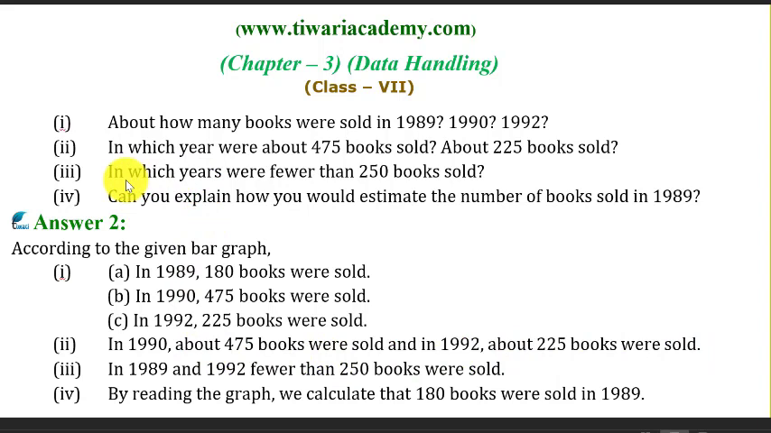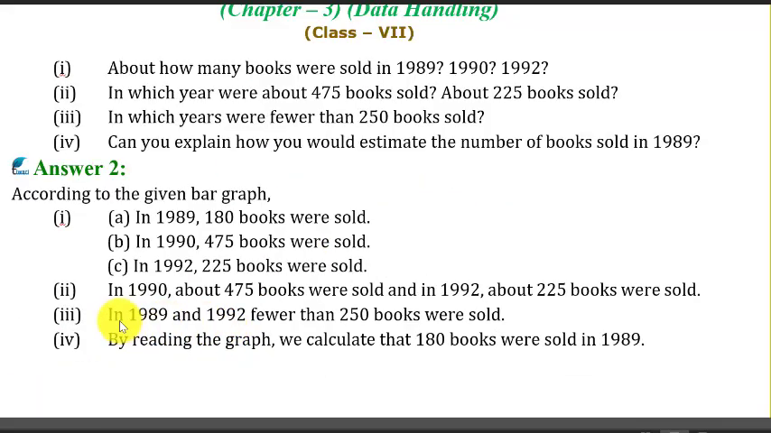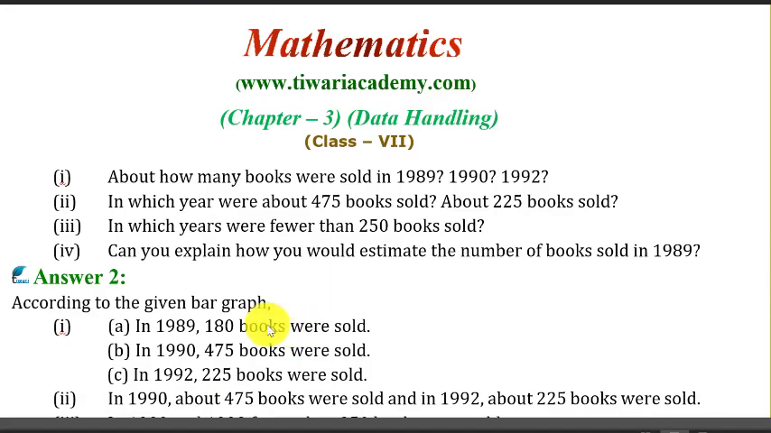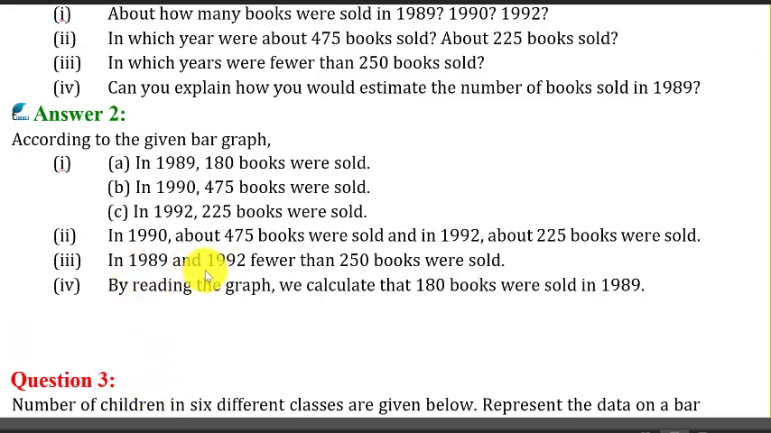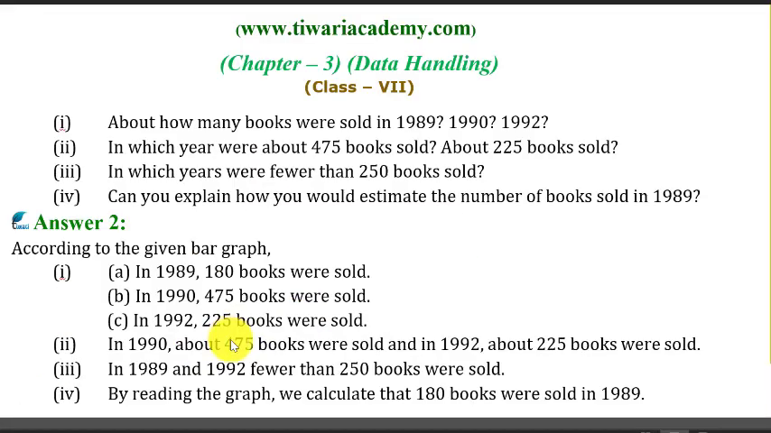The third question is, in which years were fewer than 250 books sold? By observing the graph, we can say that in 1989 and 1992 fewer than 250 books were sold, which are 1989 and 1992.